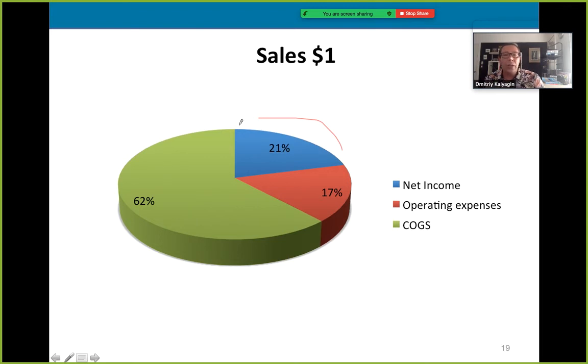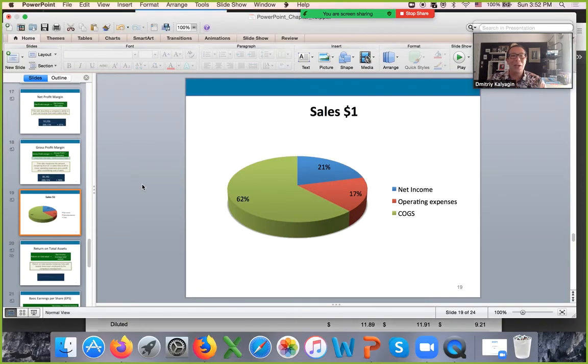And guys, together 21 and 17, this is gross profit margin, so 38 cents. So gross profit minus net income gives me how much on a dollar the company spends on operating expenses. Not very much. This is actually really good. And you can see the difference. So dollar minus gross profit gives me how much on a dollar they spent as their cost of sale or cost of goods sold. Very useful. Managers love this kind of visual representation.